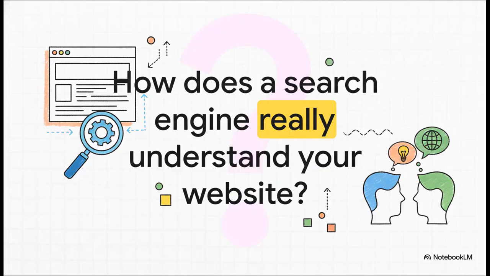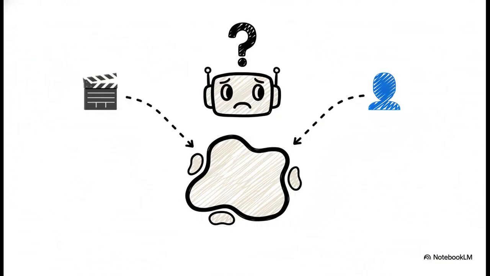So let's just stop and think about this for a second. How does a search engine like Google actually get what your website is about? I mean, they're smart for sure, but they can't understand context and meaning the way we humans do. And this is a huge deal, especially now that we're asking AI to give us direct answers to pretty much everything.